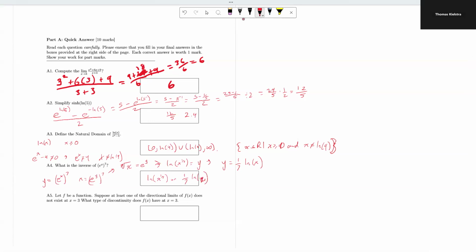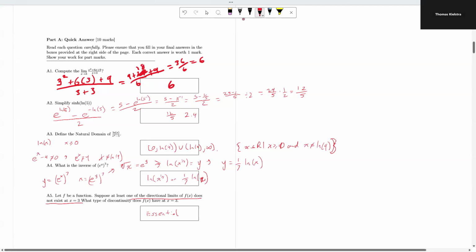Question 5 is asking, do you know your types of discontinuities? So here, one of the directional limits does not exist. So if one of them does not exist at 3, that means we have an essential discontinuity. We don't know what type of essential. It could be an infinite discontinuity. It could be an oscillatory discontinuity. It could be a discontinuity because our function is not defined there. But we have an essential discontinuity.